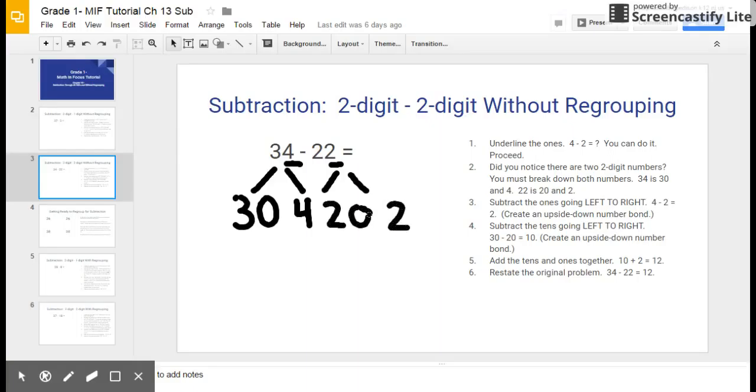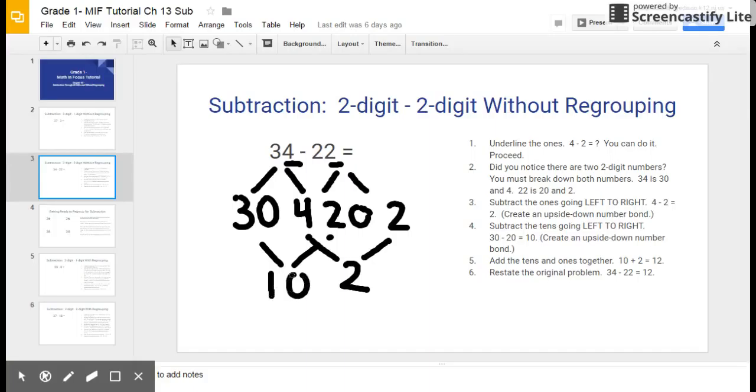All right. The next step is we are going to subtract our ones from left to right. 4 minus 2 equals 2. Then we will subtract our tens from left to right. 30 minus 20 equals 10.